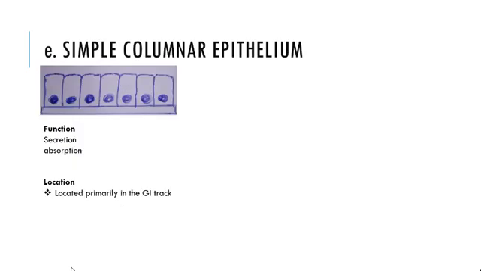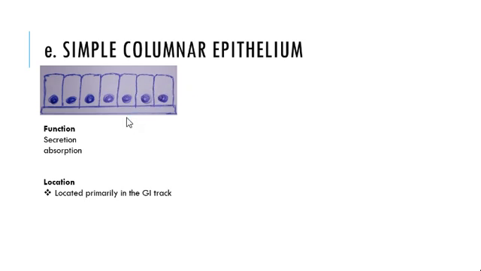Talking about the simple columnar epithelium, that's made up of simple epithelial tissues made up entirely of columnar cells. They have secretory and absorptive function. Where they are primarily found is at the level of the gastrointestinal tract. Whatever your digestive process that you are narrating, simply know that all the secretory and absorptive function are carried out mainly by this epithelial tissue.